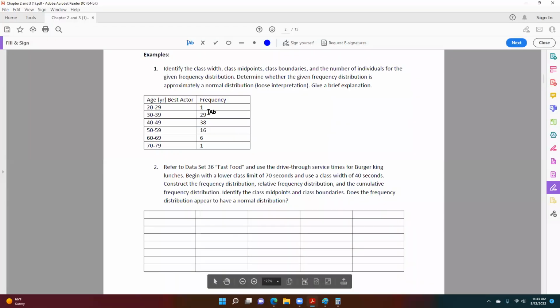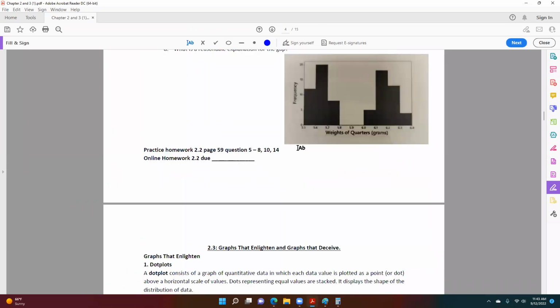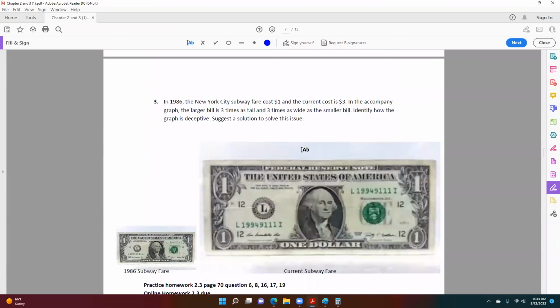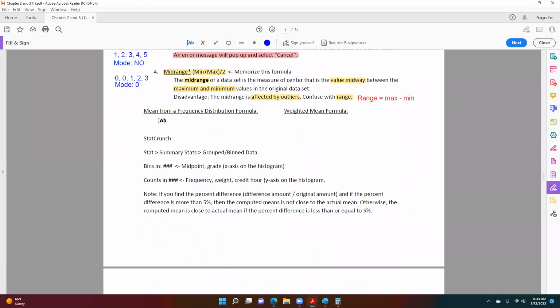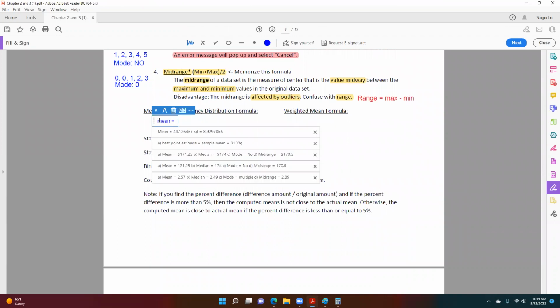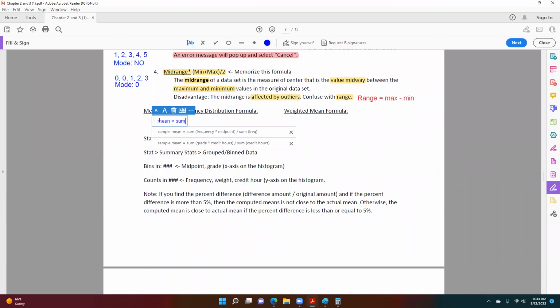So if you have a frequency distribution like this, in order for us to find the mean, we do need a formula. The mean in this case is the summation of the frequency times the midpoint, divided by the summation of frequency. You don't need to worry about memorizing this formula, because StatCrunch will help you find this.